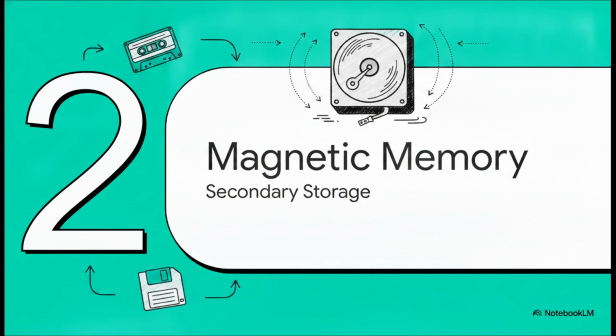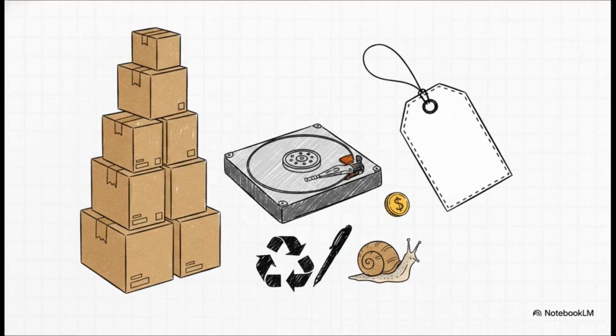All right, moving on from the main memory, let's talk about where we put things for the long haul. Section 2, Magnetic Memory. So, magnetic memory gets its name because it literally stores your data using tiny magnetic patterns on a surface. If your main memory is that active desk we just talked about, magnetic memory is like a massive metal filing cabinet sitting over in the corner of the room.